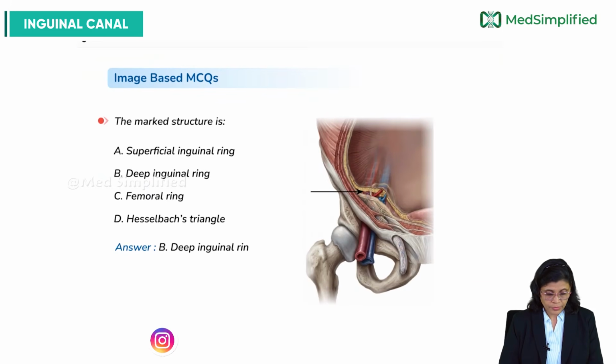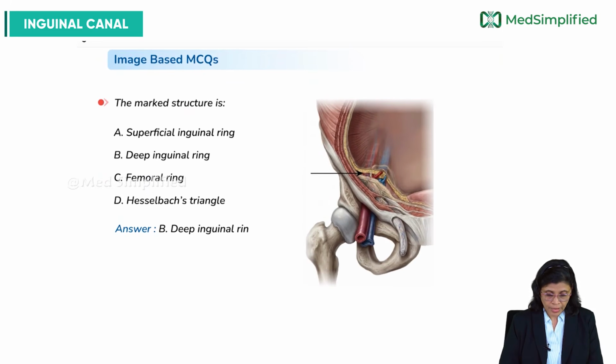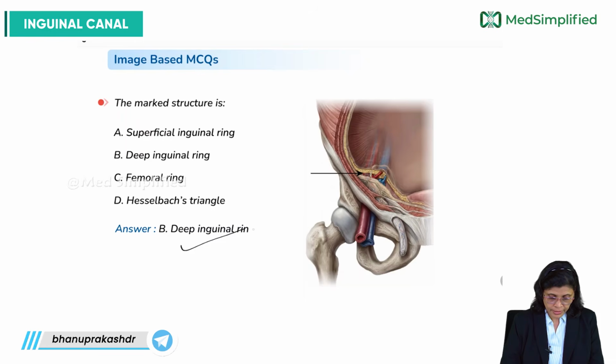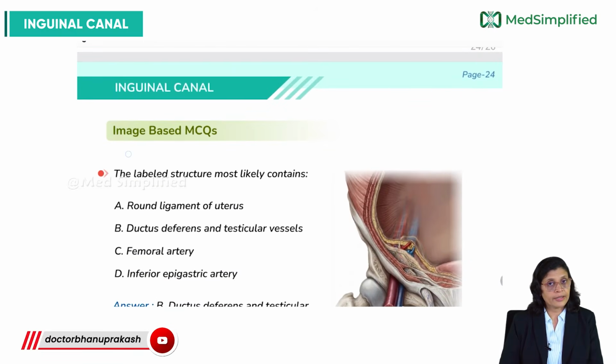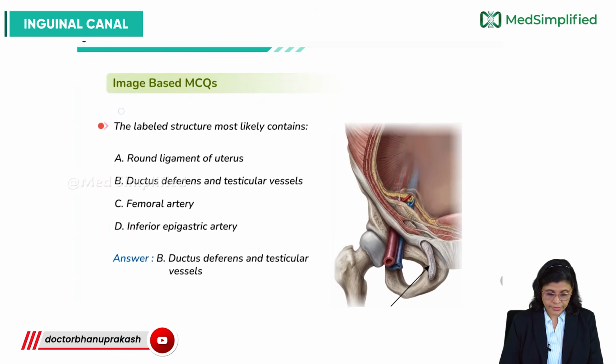So now let's solve some image based MCQs. The marked structure, here it is marked in the fascia transversalis, is the deep inguinal ring. Which structure forms the medial boundary of the marked triangle? The marked triangle is this one. The medial boundary is the lateral border of rectus abdominis muscle. And that triangle is Hesselbach's or inguinal triangle.